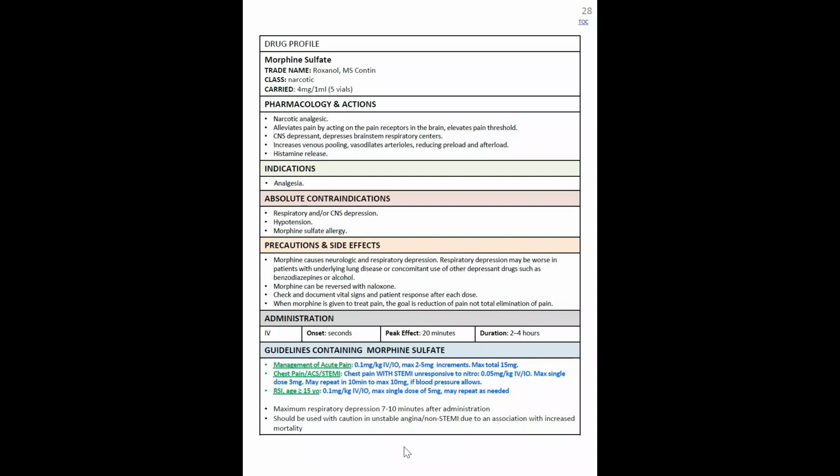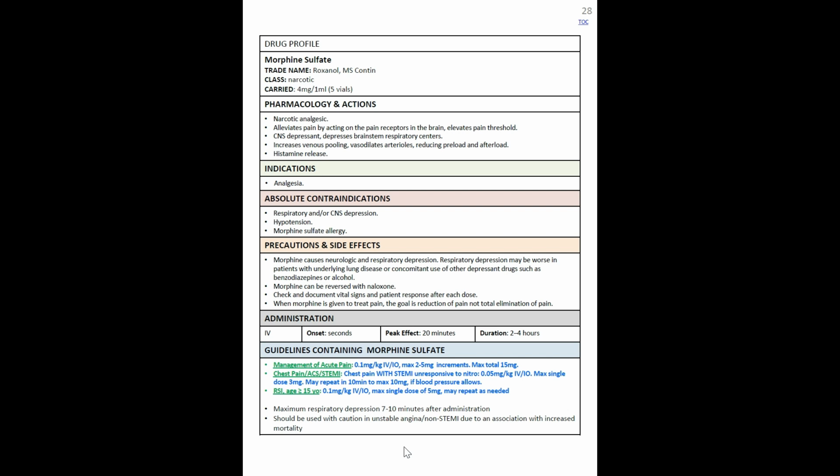Today we're going to be talking about morphine sulfate. Morphine sulfate's trade name is Roxanol or MS Contin. Its classification is a narcotic agent and it's carried as 4 milligrams in 1 ml and it is carried in 5 vials in our drug box.